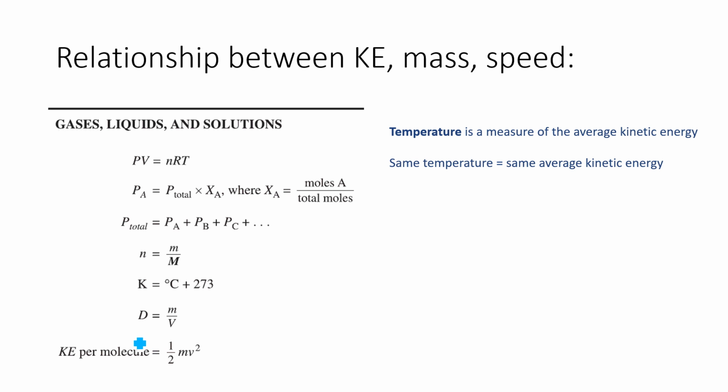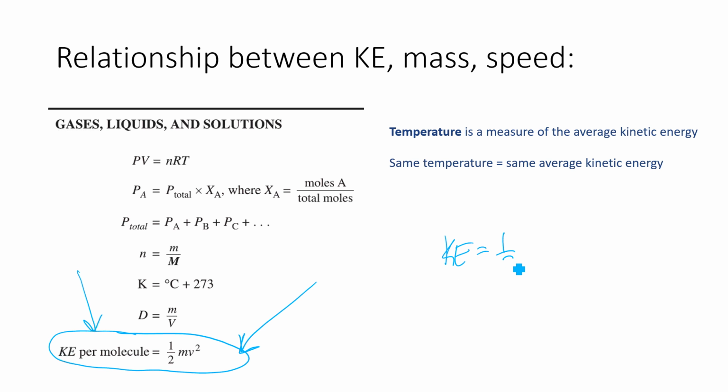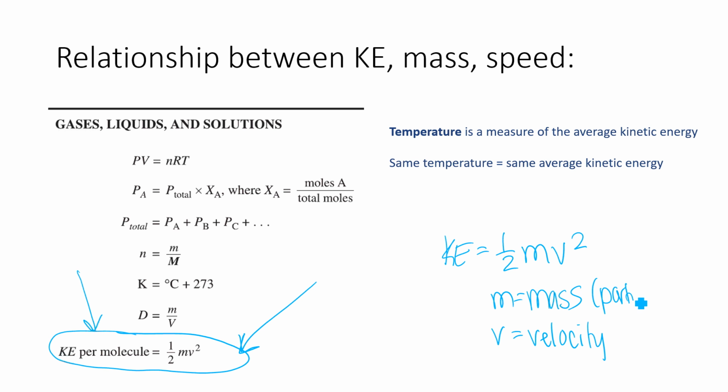So if you look down here, I'm showing it within the context of the equation sheet so that you know where to find it. There's an equation right here, just below the density equation, that tells you the kinetic energy per molecule. So we know that temperature is a measure of the average kinetic energy. And what is kinetic energy? Well, kinetic energy is 1/2 mv squared, where m is the mass and v is the velocity. So this is like the particle mass, and this over here is the particle velocity.